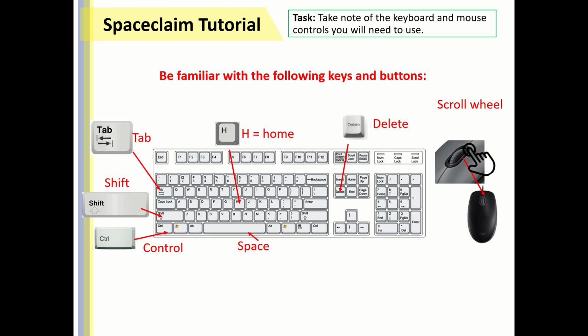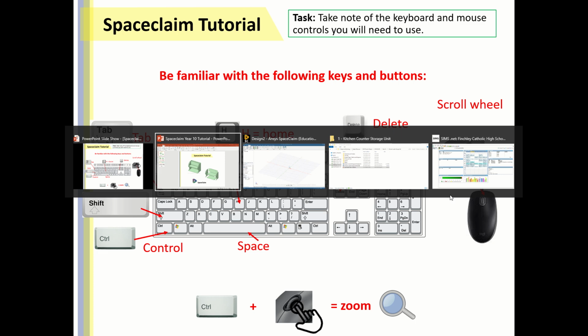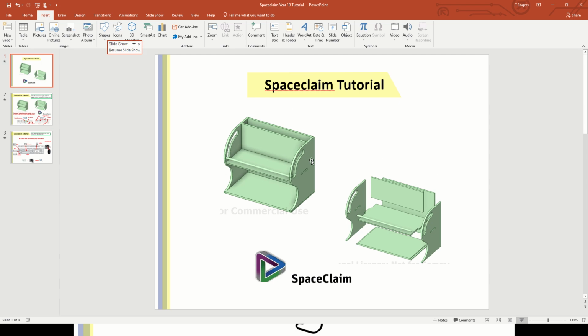If you click down on the wheel itself and move the mouse, that allows you to spin around. And if you hold control plus the scroll wheel, press it down, then you can zoom. You've seen me doing that in great speed. Now, we want to produce a CAD drawing, something like that, today.